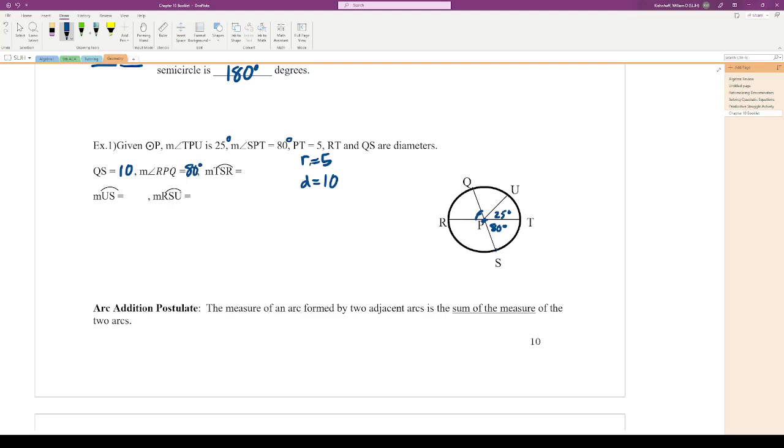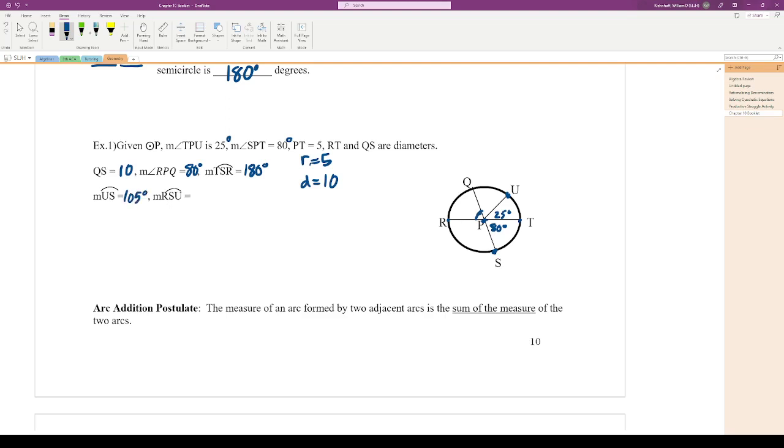Measure of arc TSR. So 3 letters sounds like I'm going a long way around, so TSR. Well, I went from one end of a diameter to the other, so that means it's 180 degrees. So I formed a semicircle by going from T to R. If I went TUR the other way around, it would have been exactly the same thing. All right, measure of arc US. So US means I'm going from here to here, the shortest distance, so that's around clockwise, which is 25 plus 80. So that's 105 degrees.